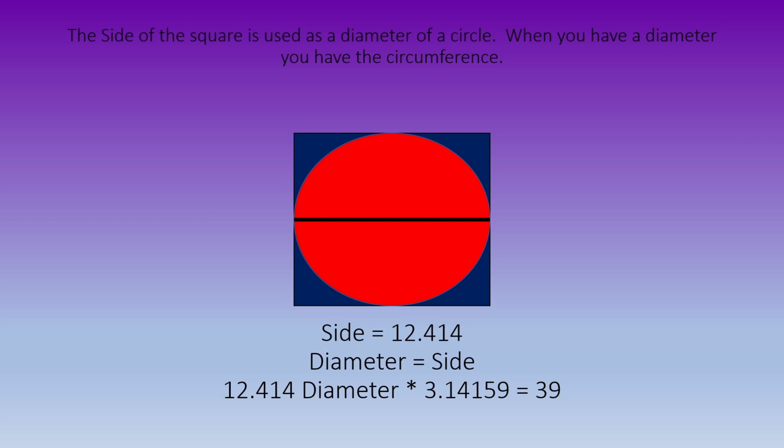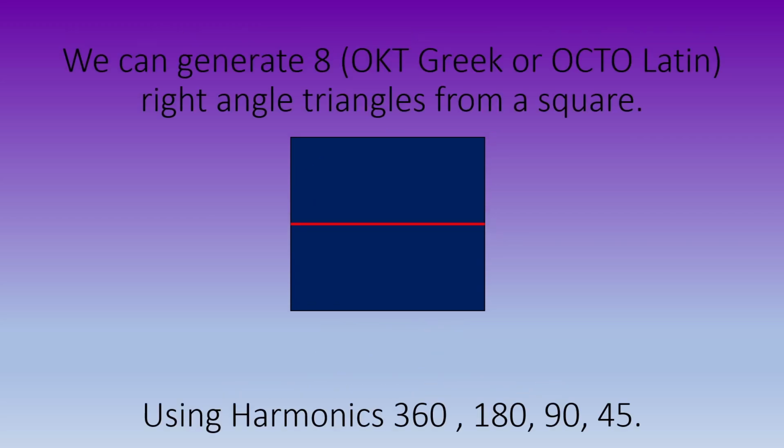A circle inscribed within a square, or is it a square inscribed around a circle? I had to try both at first. From that square, we can generate 8, which is octo in Latin, right triangles from a square. We can generate 8 right triangles from a square using the harmonics of 360, 180, 90, and 45. Simple harmonics, but they're harmonics.